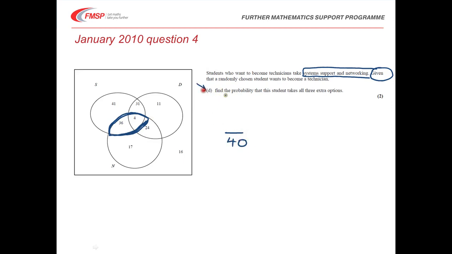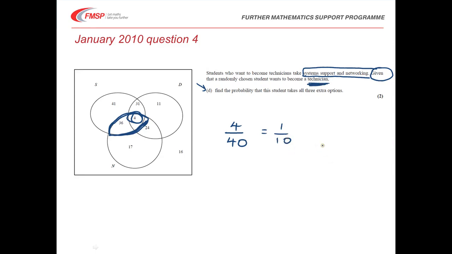So it says, find the probability that this student takes all 3 extra options. Well, it's the 4 here that is the all 3 extra options. Okay, so you've basically done a conditional probability question by doing what's called reducing your probability space. You're looking at a subset of the whole system because it's telling us to, and you want to know the condition that we're dealing with. So again, it's polite to simplify these, and that's what we've got. So you get 2 marks here.